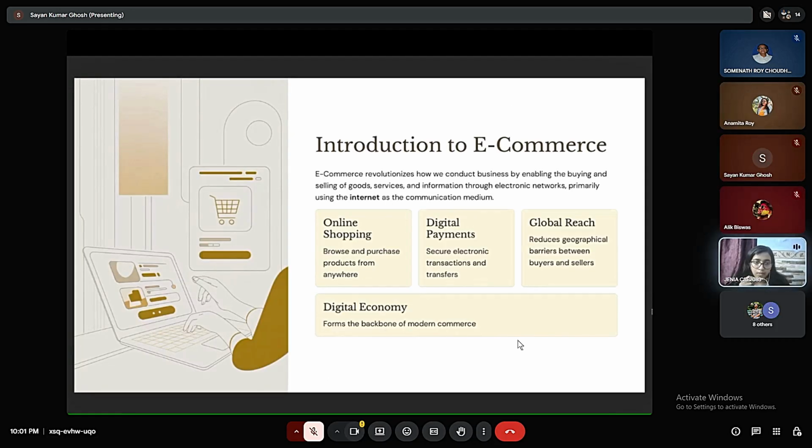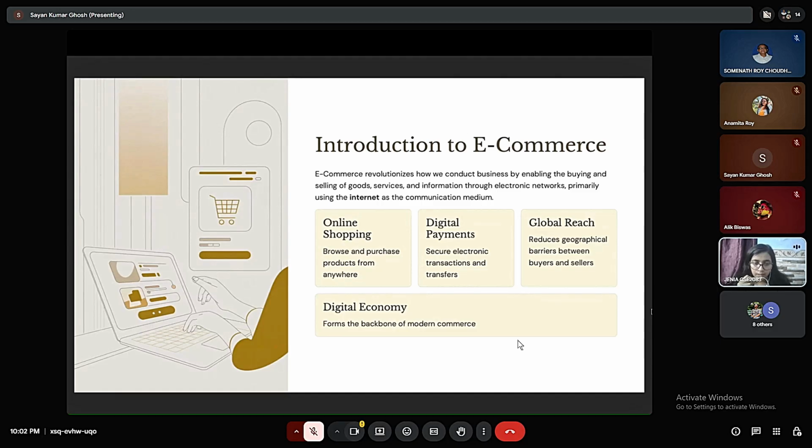So firstly, I'll give a brief introduction to e-commerce. E-commerce in simple terms is basically purchasing and selling of goods, services as well as information through electronic network, mainly using the internet as the primary medium of communication. Examples include online shopping. So nowadays, apps like Amazon, Flipkart, Myntra are helping us to browse and purchase products anytime as well as anywhere.